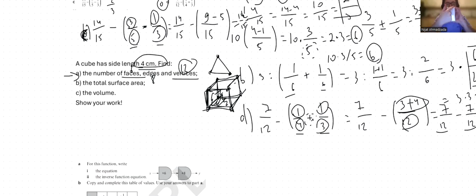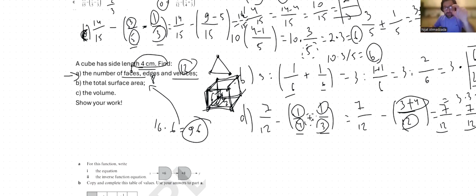4, 4, the area is 16. How many of these do I have? 6. One area is 16. How many faces do I have? 6. So this will be the total surface area, and then 6. And now we got to find the volume.